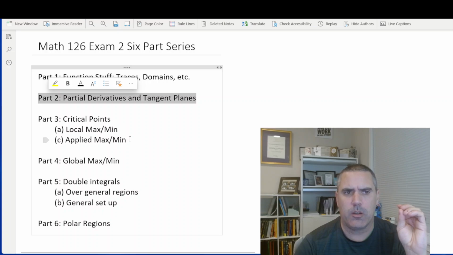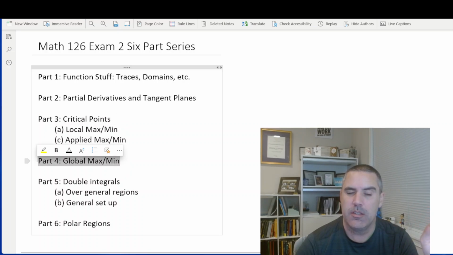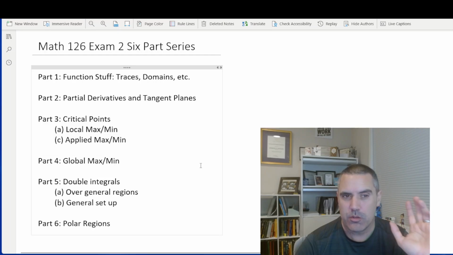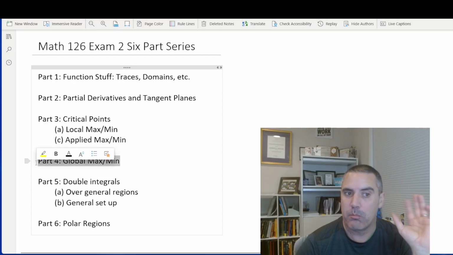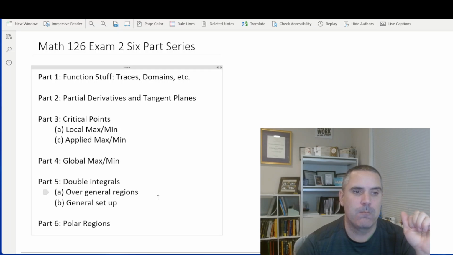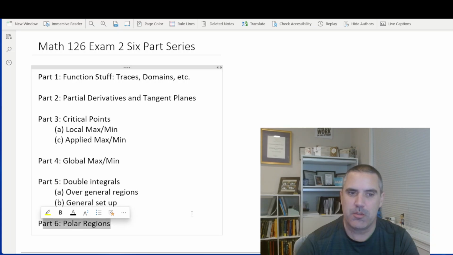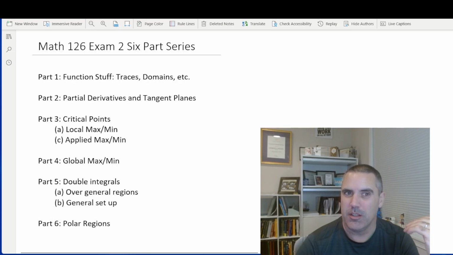And then I'll talk about critical points and local max and min. I was going to include global max and min in that, but I think that deserves its own attention. I have a certain approach to that. I think everyone can do that, but because it's quite a few steps, people get lost. So I'm going to give you my method for how to approach those and get a lot of points on them. Anyways, then I'll do double integrals. Part of that is polar regions, but I'm just going to separate it into smaller chunks.